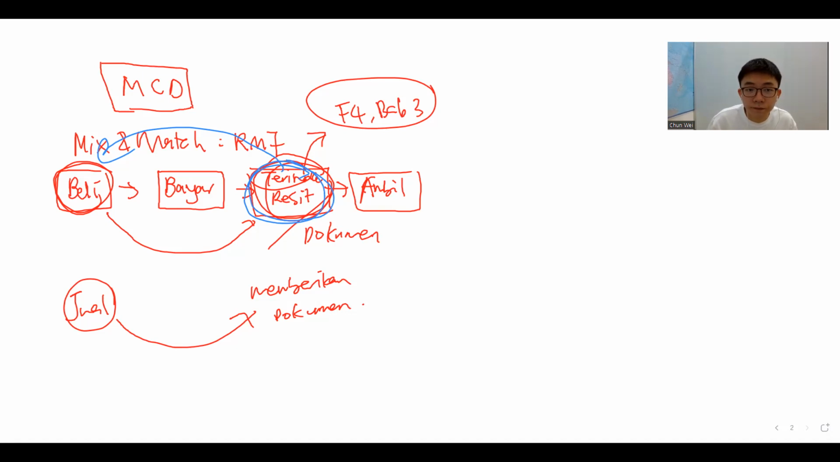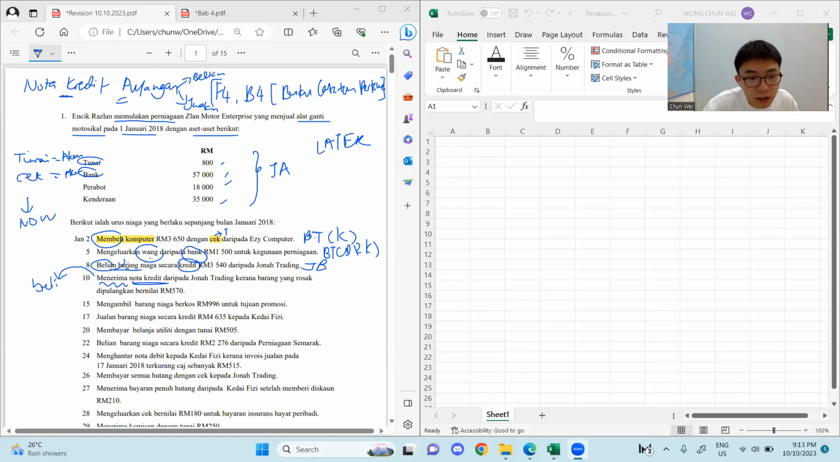So, come back to here. So, here, you see that the keyword here is menerima. That's why I say, whenever you see the word menerima, maksudnya before kita beli. And if you link from back to question number 8, you can see that actually, kita yang membeli barang niaga daripada Jonah Trading. It's the same. Jonah Trading. You see now?